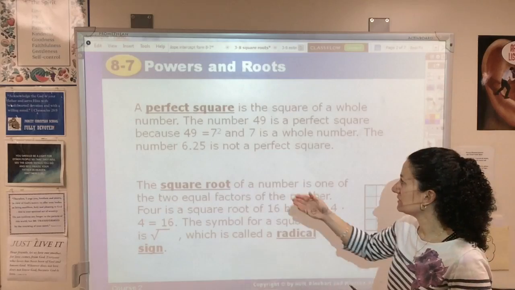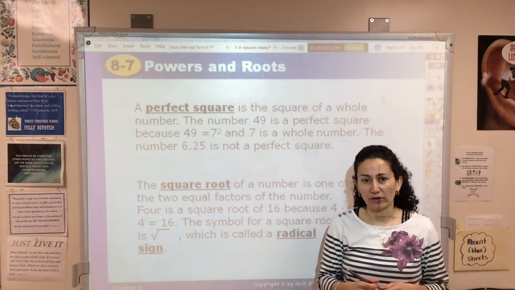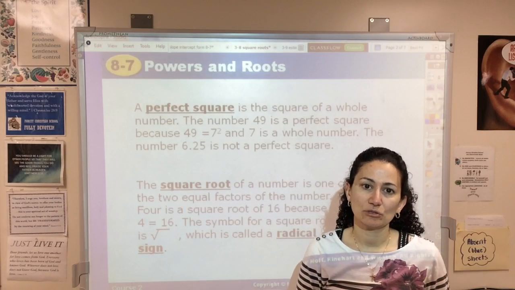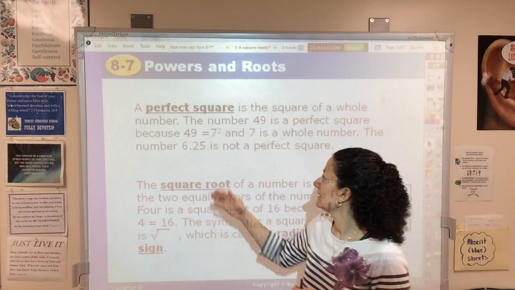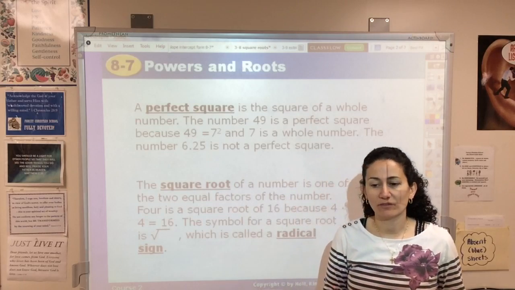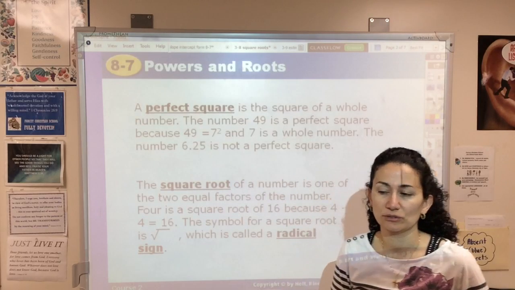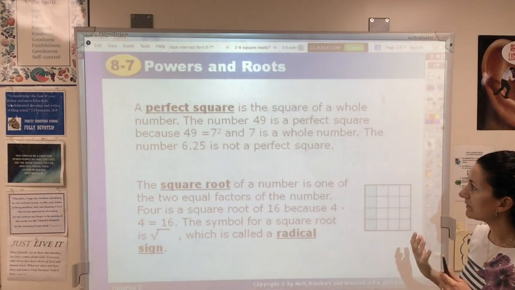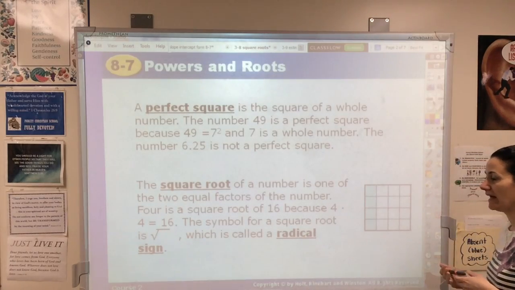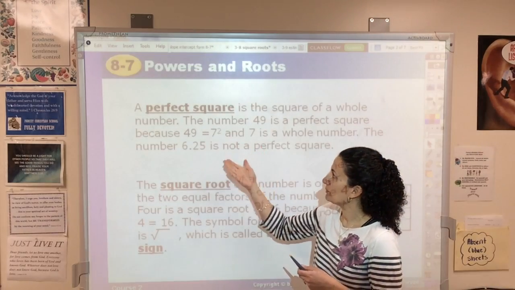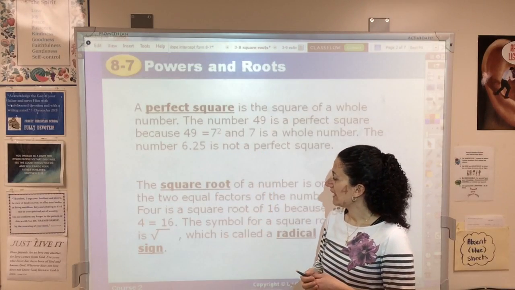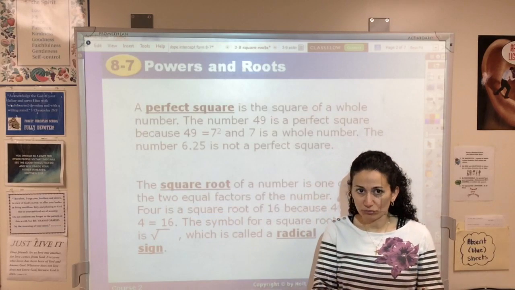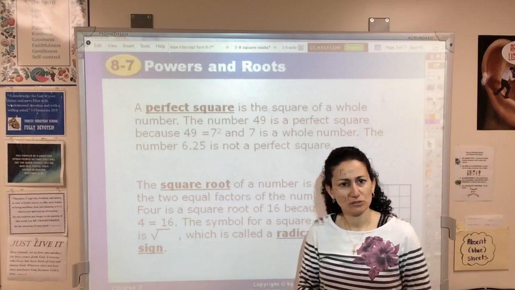So, for example, 6.25 is not a perfect square, even though when you do 2.5 times 2.5, you do get 6.25. However, 2.5 is not a whole number. So 6.25 is not a perfect square. So a perfect square is what you get when you multiply a number by itself, and the square root is what you get when you try to figure out the root of a perfect square.